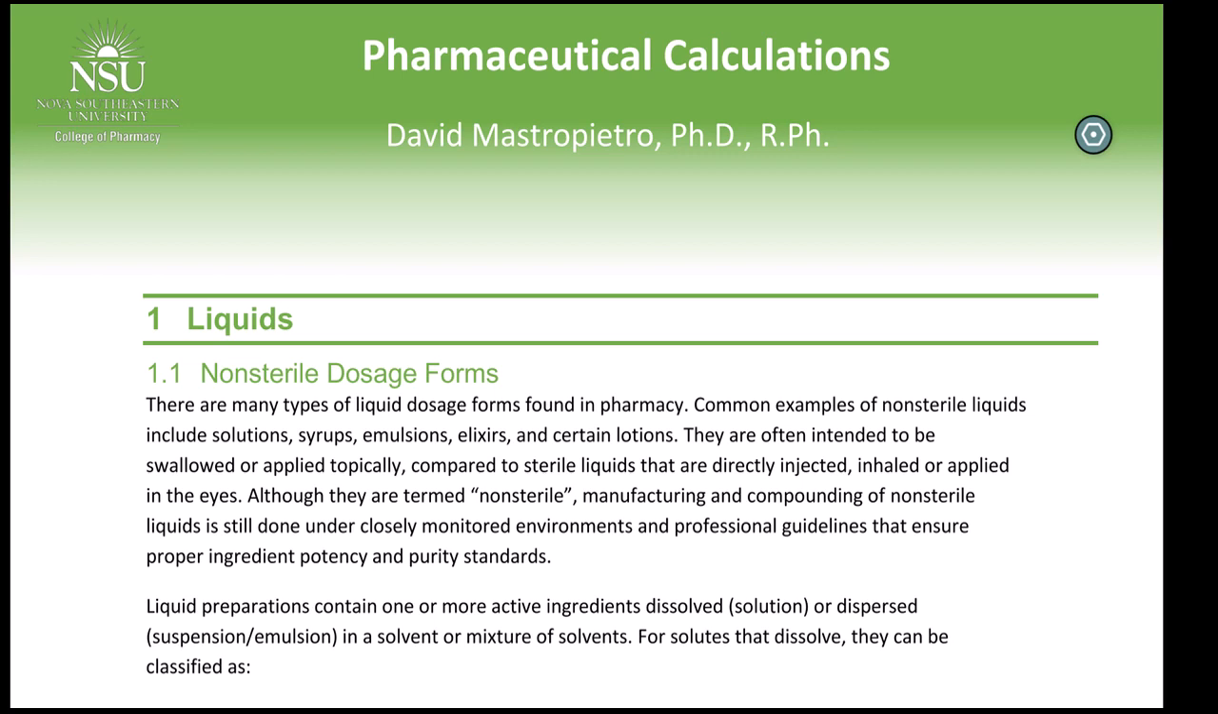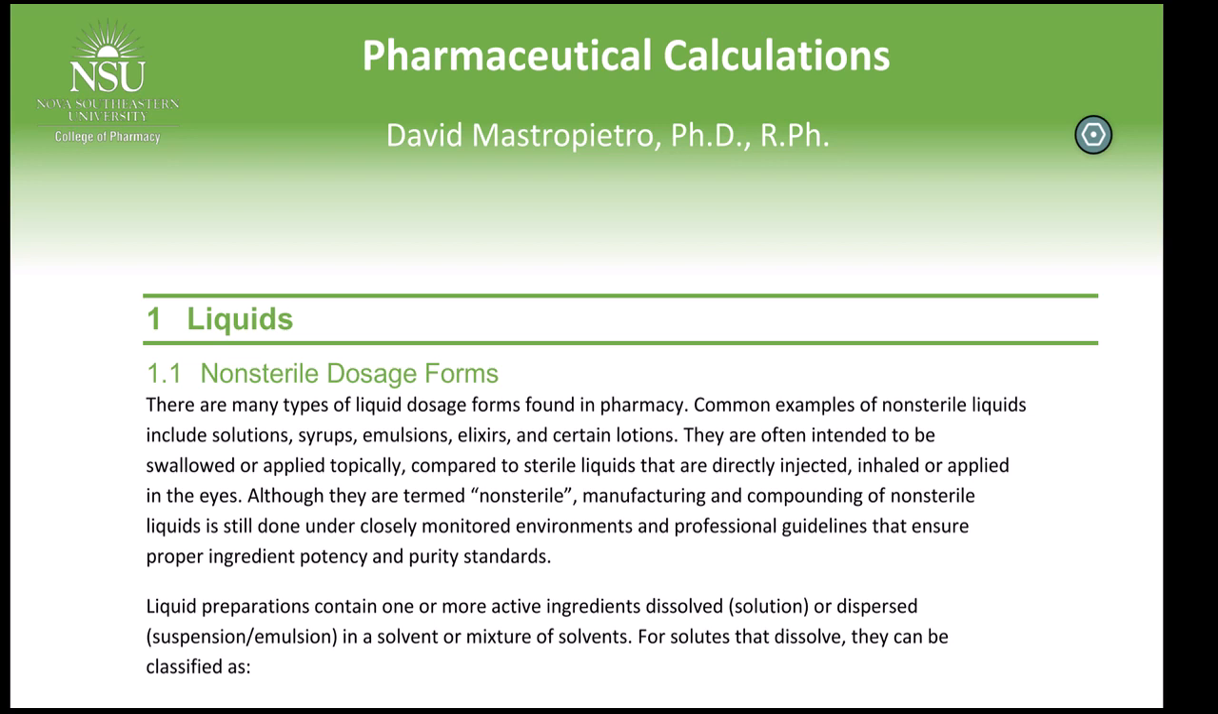In this lesson, we're going to be talking about non-sterile liquids. In the previous lectures, we talked about mostly powders and how to describe concentration of powders and make powders. Now we're going to apply that same concept, but we're going to apply it to liquids. Some of it is the same, and there is a little bit of difference in terms of the measurement of concentration and how we define that. But let's start with non-sterile dosage forms.